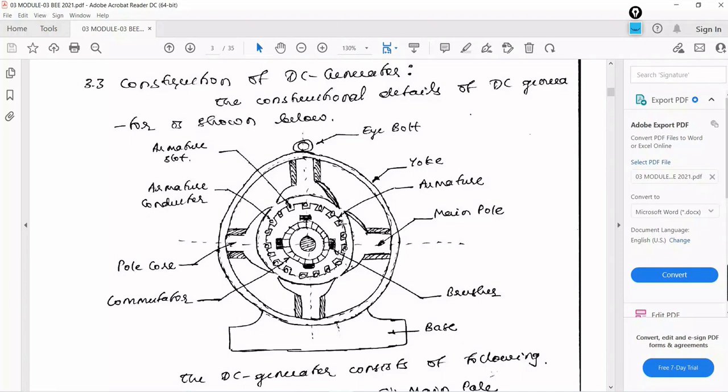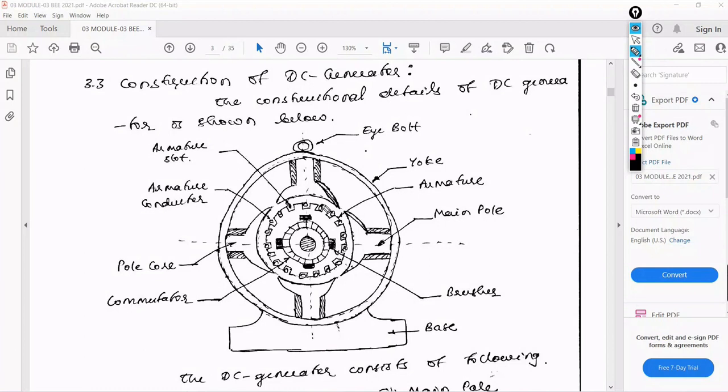What is the construction of the DC generator? What parts are to be present? This is the schematic diagram or line diagram for the DC generator. For generator and motor, the construction remains the same. There is no difference at all. If you give mechanical energy, it acts as a generator. If you give electrical energy, it acts as a motor. That is the only difference.